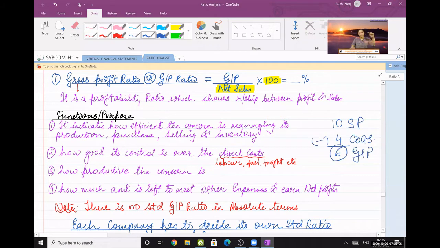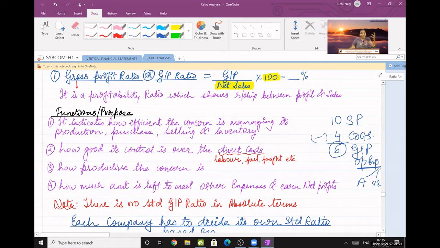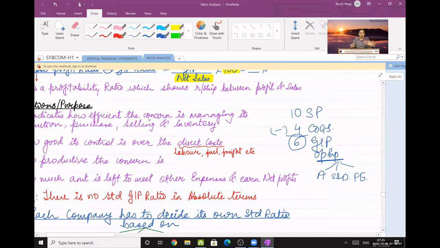6. If my gross profit is 6, after this, बाकी के खर्चे शुरू होते हैं. What is that खर्चा? Operating expense. Now operating expense maybe there are 3 varieties: admin expense, selling and distribution expense, financial expense. Understood? So that is what it means. How much amount is left to meet the other expenses and how much net profit we are going to earn. So this is the importance of the GP ratio. Okay. So this 6 rupees indicates how much amount I can now use on my operating expenses.